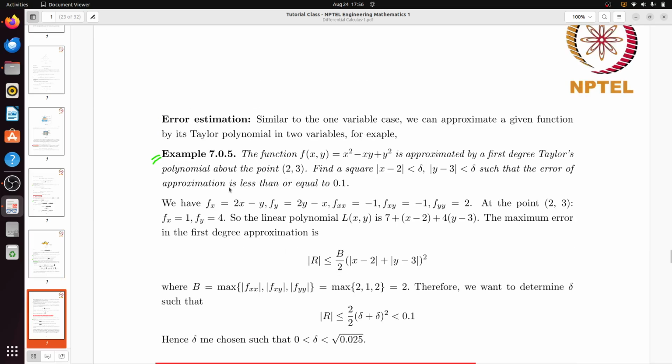Next I will go through an important thing. What is that important thing? The function f(x,y) equals x square minus xy plus y square is approximated by a first degree Taylor's polynomial about the point 2, 3. You need to find delta such that modulus of x minus 2 is less than delta and modulus of y minus 3 is less than delta, such that the error of approximation is less than or equal to 0.1. Okay, so I need to approximate it by a first degree Taylor's polynomial. First degree Taylor's polynomial is nothing but linearization, right?